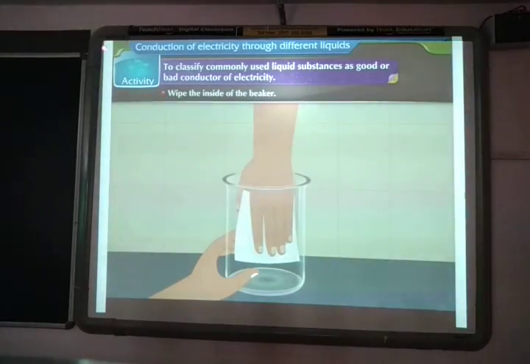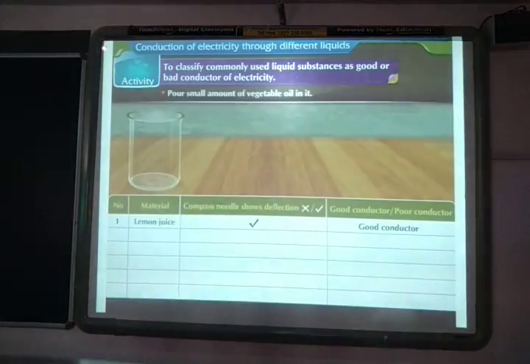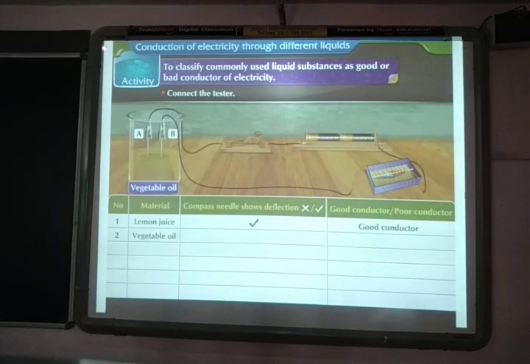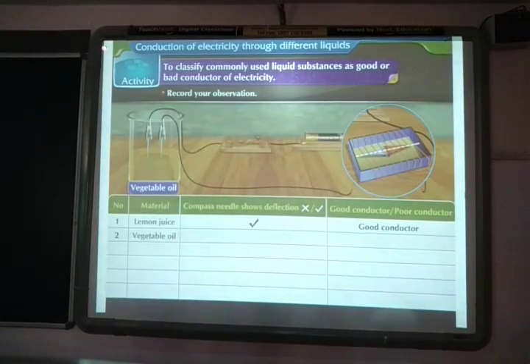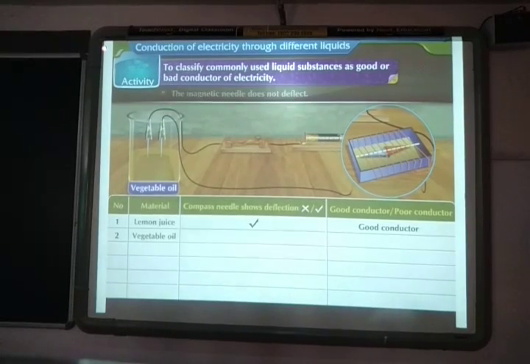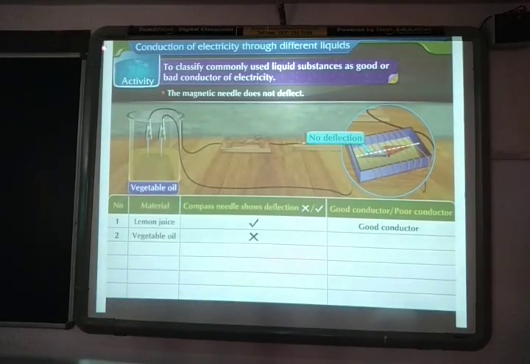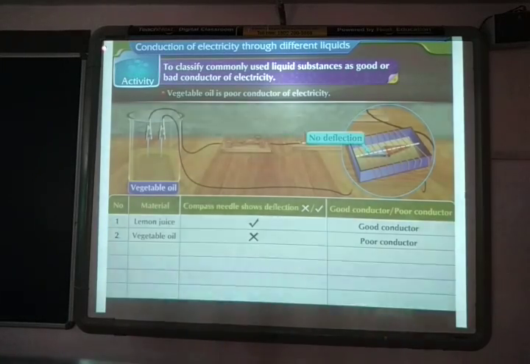Wipe the inside of the beaker and pour a small amount of vegetable oil in it. Place the rubber core in the beaker. Connect the tester. Now, close the switch. Record your observation. The magnetic needle does not deflect when an electric current passes through the circuit. This indicates that vegetable oil is a poor conductor of electricity.